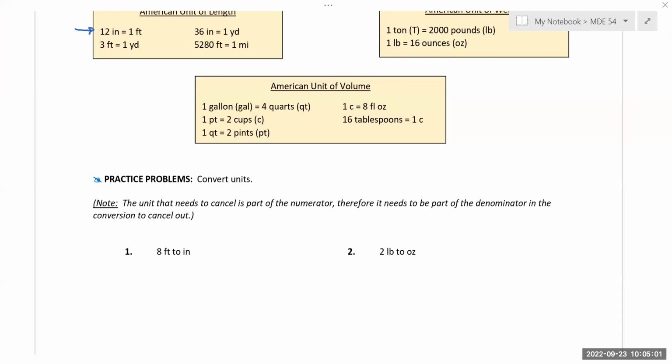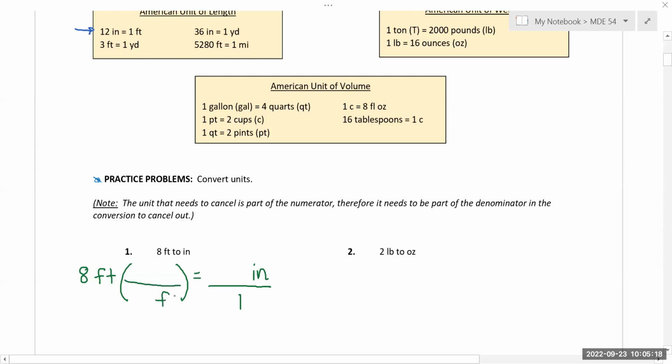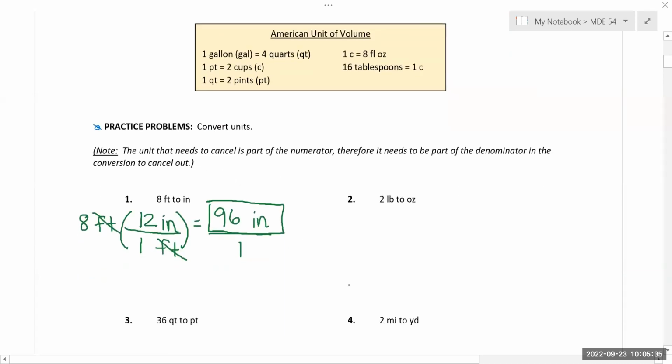So here's our practice problems. So again, make sure you're going to cancel the right part. So this time, if I want 8 feet, and I want the answer to be in inches, and you can think of it in inches over 1 if you want, but there's not going to be a denominator. Then you need feet on the bottom to cancel, and you need inches on top. So 12 inches in 1 foot gives me my 96 inches as my answer. These feet would cancel and the inches would stay.